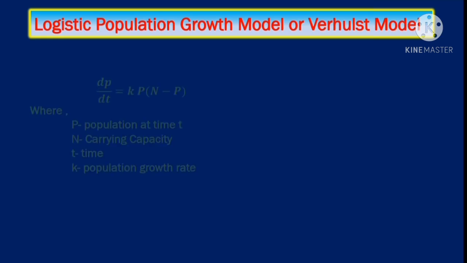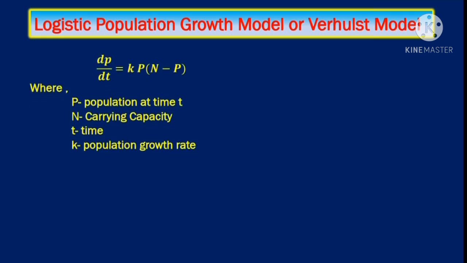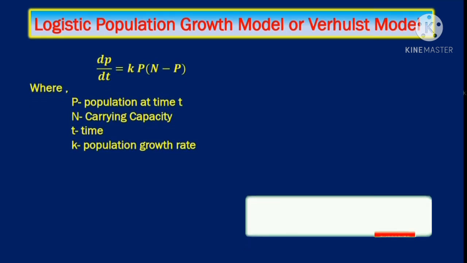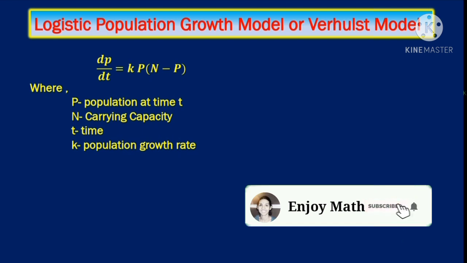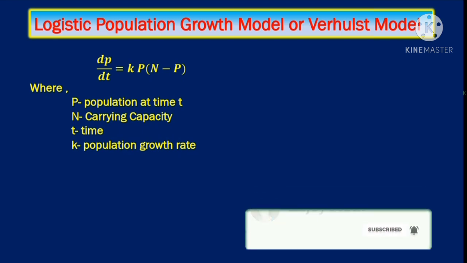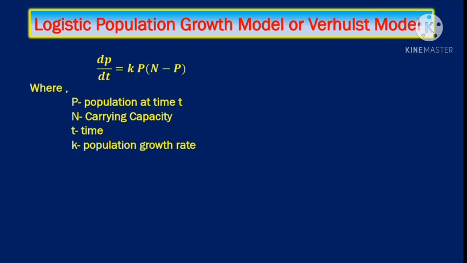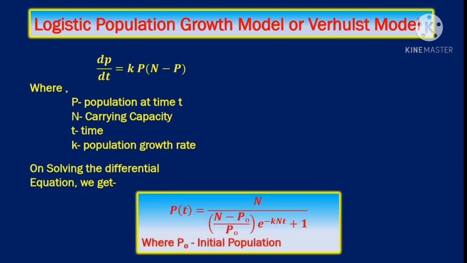If P is the population and T is the time, then the rate of change of P with respect to T is directly proportional to the product of P and the difference between the carrying capacity and P. So friends, what is the carrying capacity? It is nothing but the maximum sustainable population. So friends, on solving this differential equation, we get this expression using which you can find out the population for any given value of time.